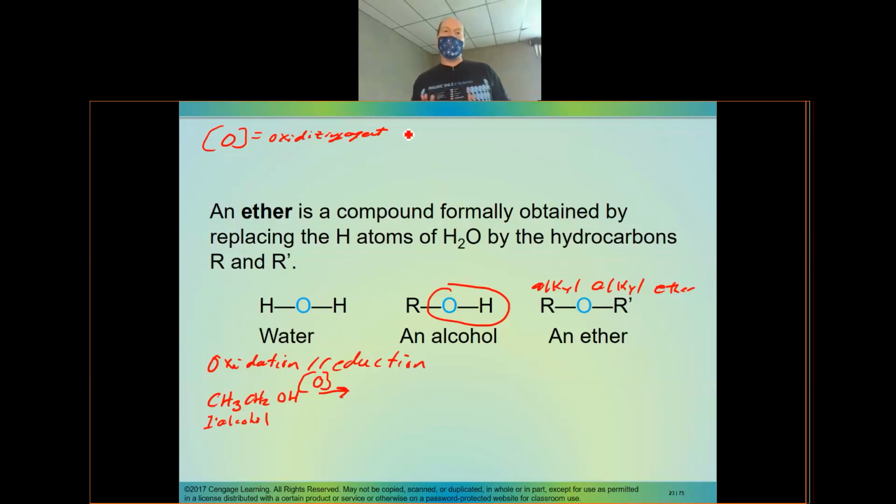The most common one is a dichromate, Cr2O7 2-, and that is usually in acid. H2SO4 is the usual combination of a dichromate and sulfuric acid. There are other oxidizing agents. This is one of the more common oxidizing agents for organic chemistry.